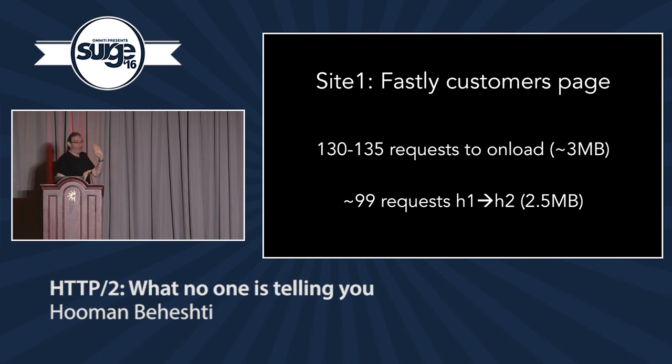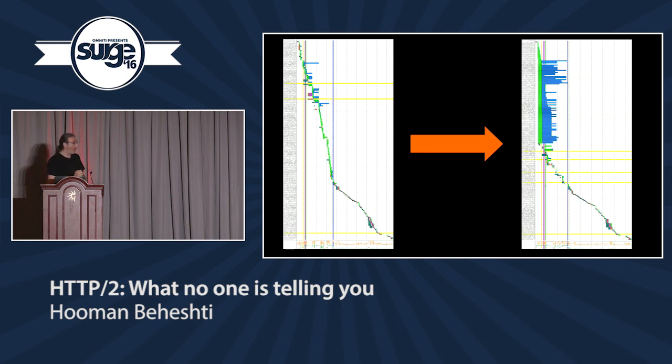First was a page on the Fastly website. It was a page where we show off all our customers. That page has about 130, 135 resources. It's about 3 megs, and about 75% of those were on the root domain, and that's what I was moving to H2. It roughly accounted for 2.5 megs of all that data. This is what the waterfall looks like before and after.